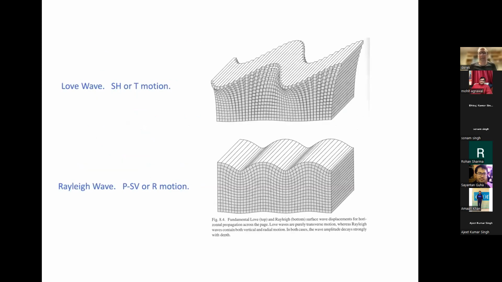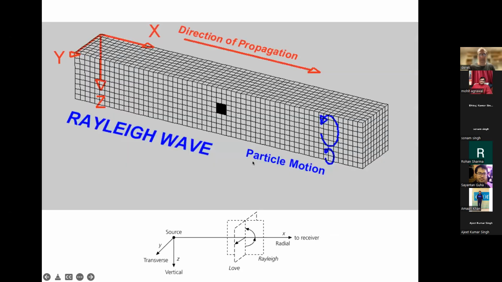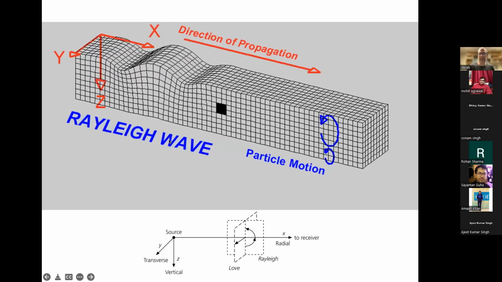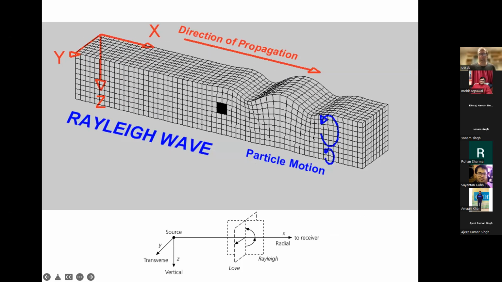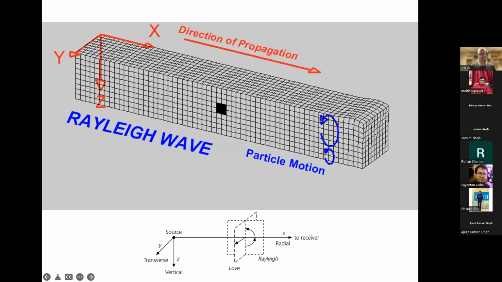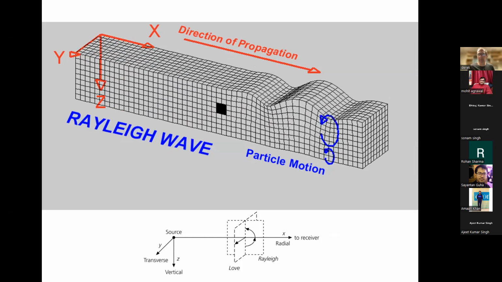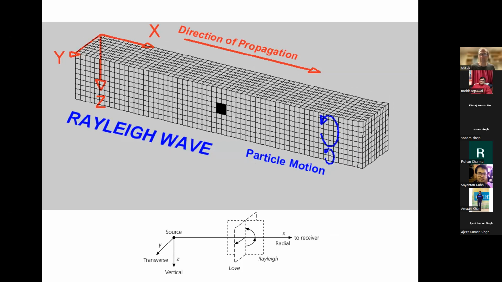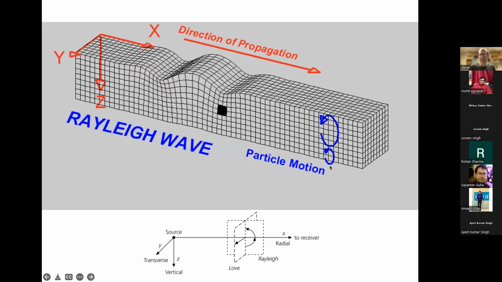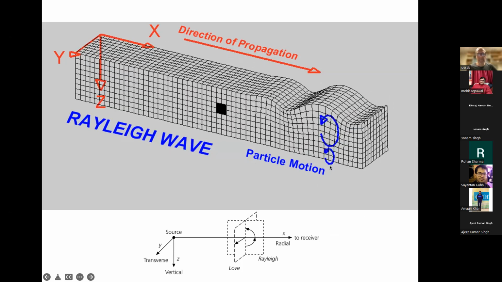So a Love wave has tangential or SH motion. A Rayleigh wave has P-SV motion. So here's an animation of a Rayleigh wave. Particles will move retrograde near the surface, and actually at greater depths, the amplitude of their motion will be diminished, but they will eventually move in a prograde motion direction. So they will move forward rather than backwards.